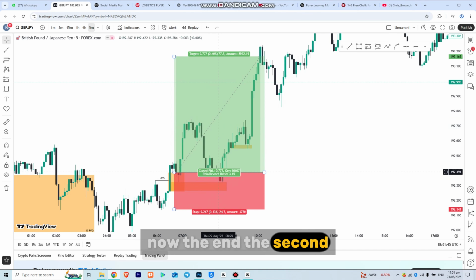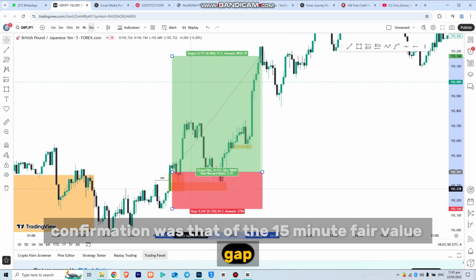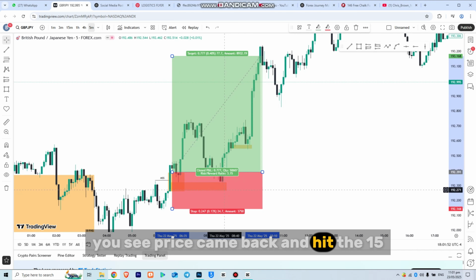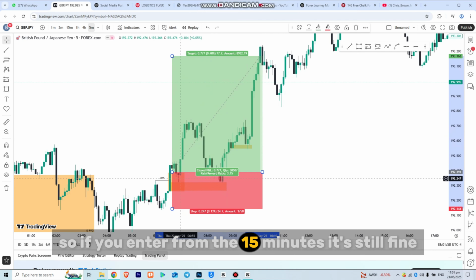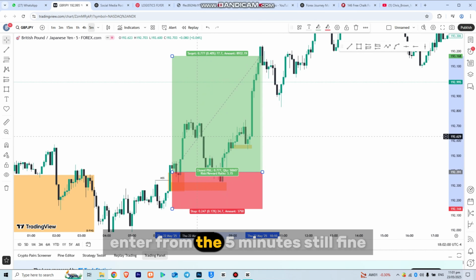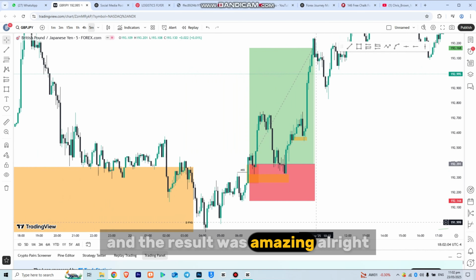Now the second confirmation was that of the 15-minute fair value gap. Price came back and hit the 15-minute fair value gap, then went straight to our TP. So if you enter from the 15 minutes, it's still fine. Enter from the 5 minutes, still fine. So this is how I took the trade, and the result was amazing.